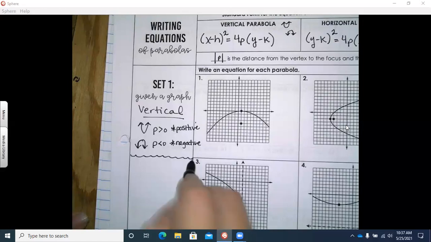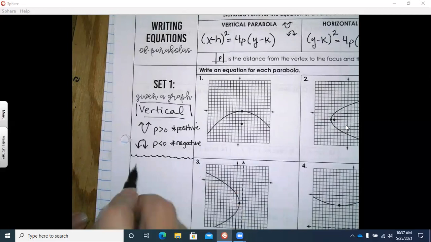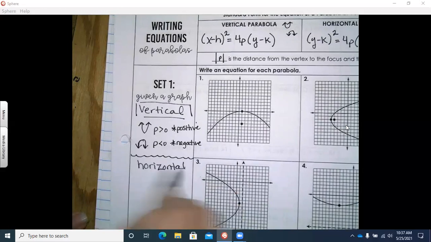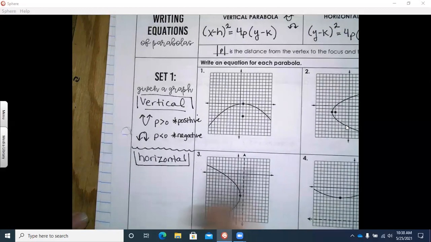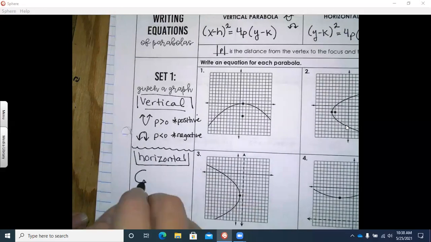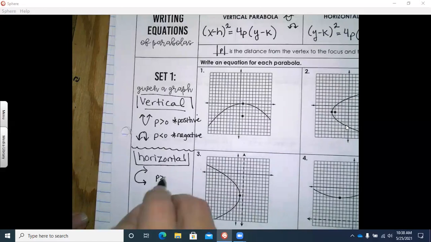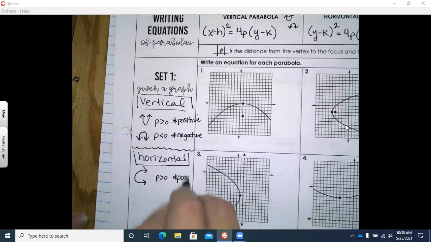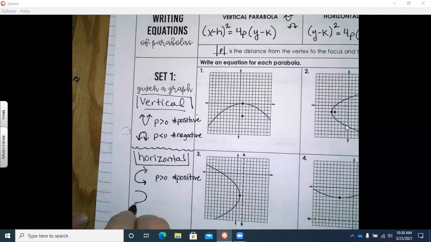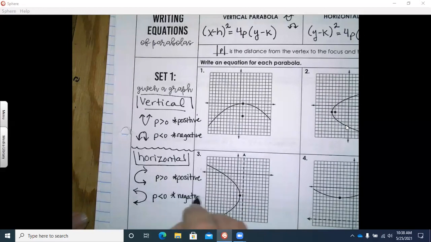If we have a horizontal parabola, if it opens to the right, we know that p is greater than 0, so p will be positive. And if it opens to the left, p is less than 0. So we know that p will be negative.